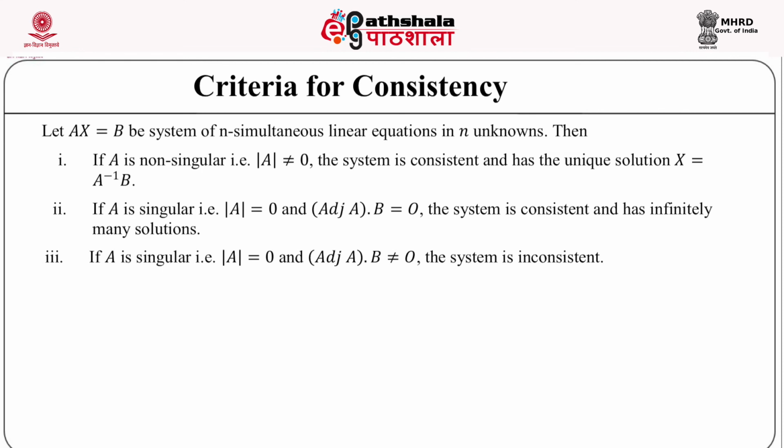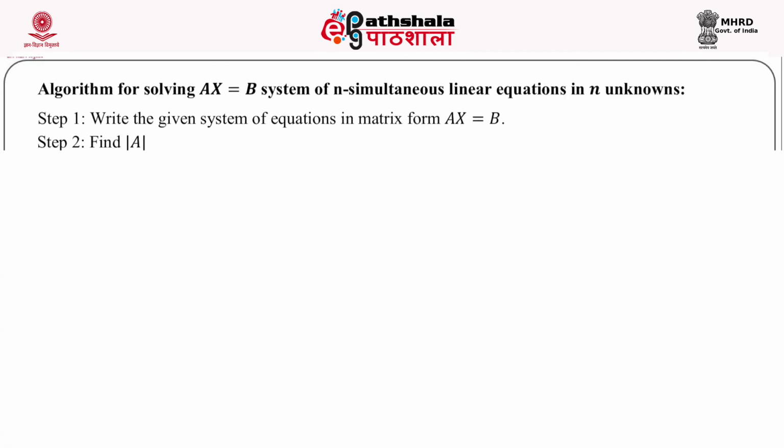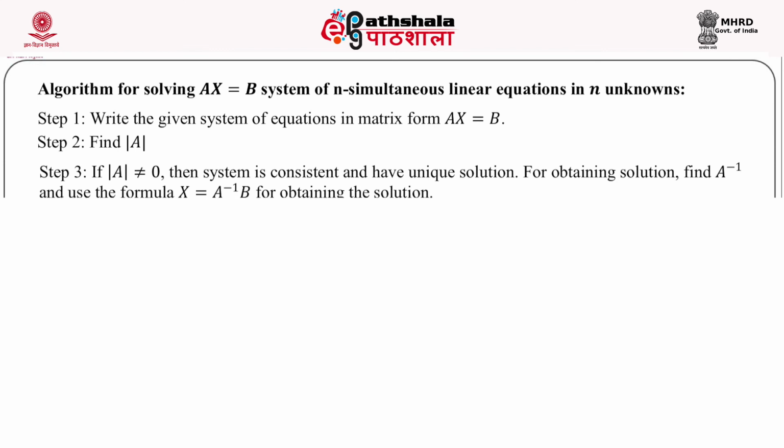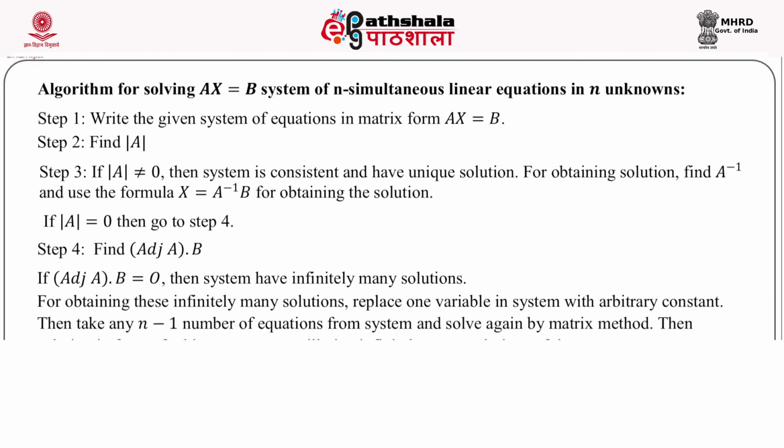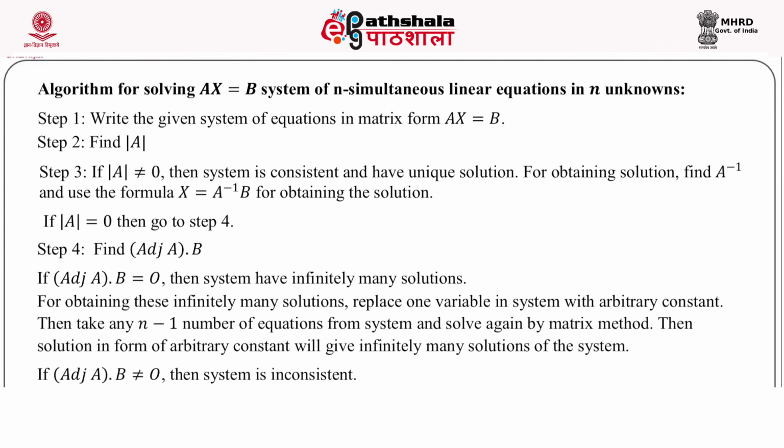Now, let us have the algorithm for this. Algorithm for solving Ax equal to B, a system of n simultaneous linear equations in n unknowns. For the solution, first of all, write this system in matrix form. Now, let us find the determinant of A, which is minus 18, which is non-zero. So, the given system must have a unique solution which will be given by x equal to A inverse B.